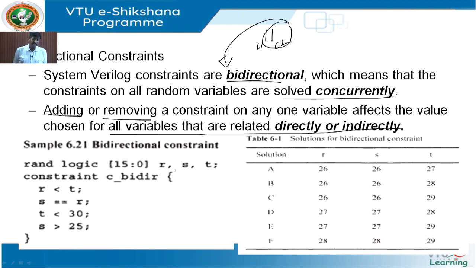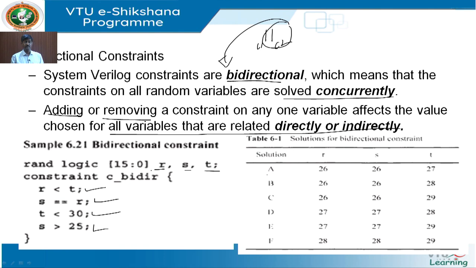If it is a bidirectional constraint, I will take up the RAND logic, which is R, S, T. So R is less than T, S is equal to R, T is less than 30, S is greater than 25. So what I am taking the solution for this, we will look at it.